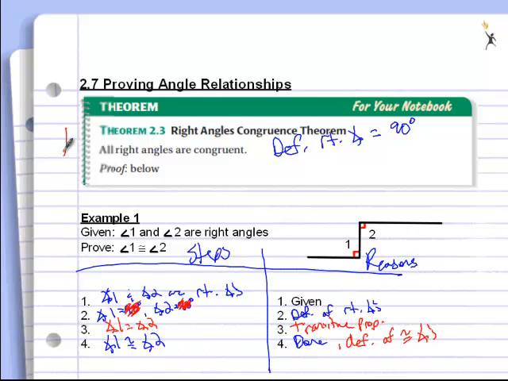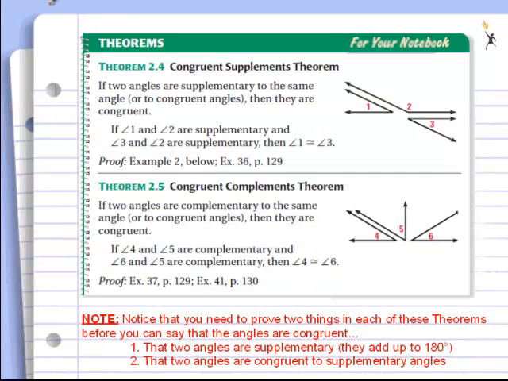Again, notice the new theorem: all right angles are congruent. Be able to use the right angle congruency theorem. Again, I don't care if you remember 2.3, but be able to use the right angle congruency theorem in a proof that says if two angles are 90 degrees, then the two angles are congruent. Let's keep going. Here we're given two more theorems to use in geometry.